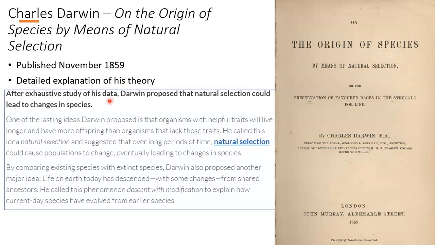So after exhaustive study of his data, Darwin proposed that natural selection could lead to changes in species. One of the lasting ideas Darwin proposed is that organisms with helpful traits will live longer and have more offspring than organisms that lack those traits. He called this idea natural selection and suggested that over long periods of time, natural selection could cause populations to change, eventually leading to a change in species. By comparing existing species with extinct species, Darwin also proposed another major idea. Life on Earth today has descended, with some changes, from shared ancestors. He called this phenomenon descent with modification, to explain how current-day species have evolved from earlier species.